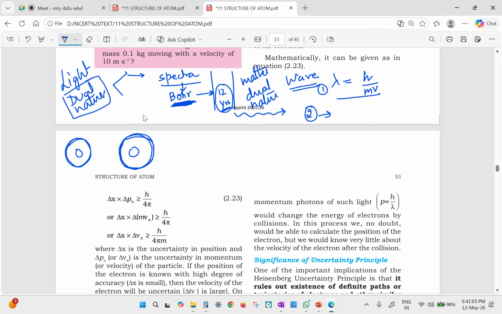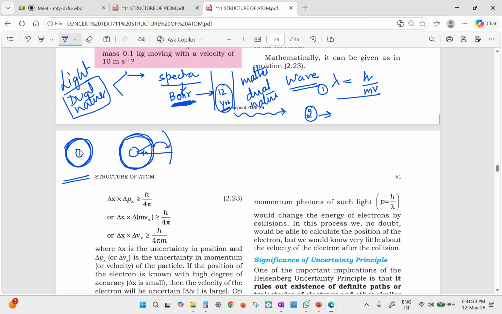As long as it is moving in the energy level at a radius Rn given by 52.9 n squared picometers, it won't lose or gain energy. But if it is provided energy equal to the difference between the two energy levels, then the electron would move to the higher level. Are you able to understand? Rutherford did not talk about shells. He talked about circular orbits.